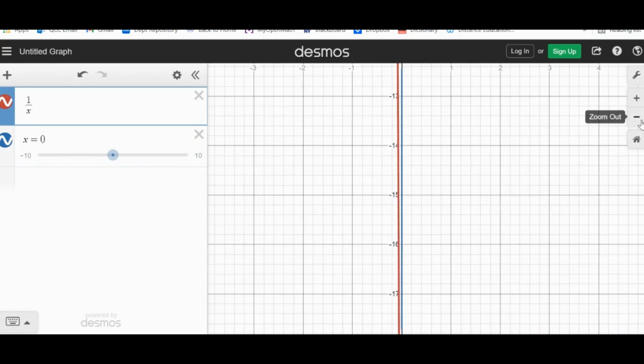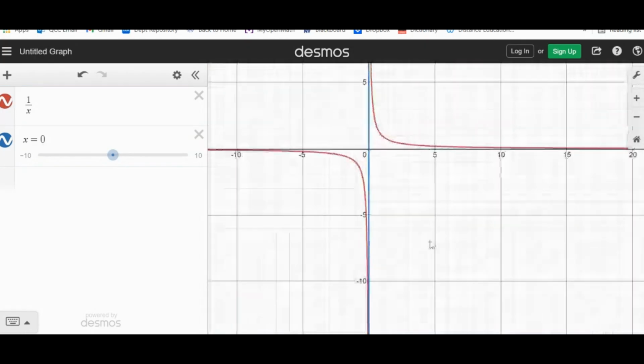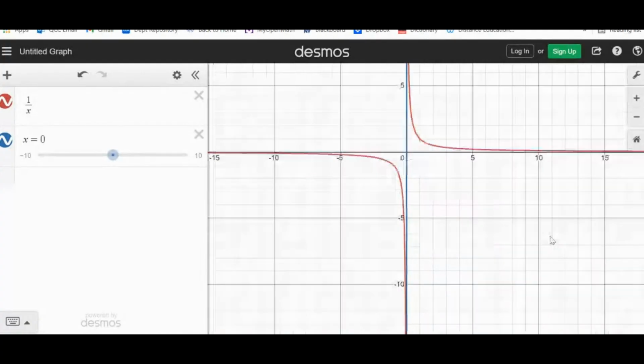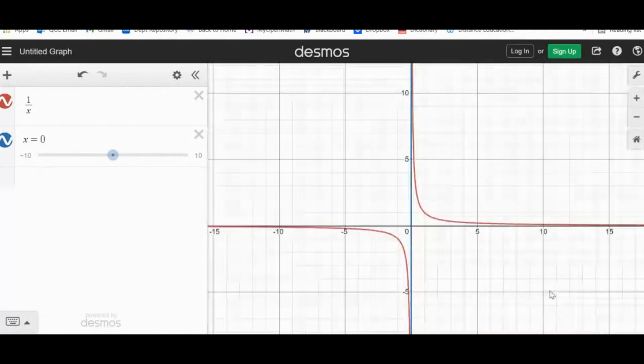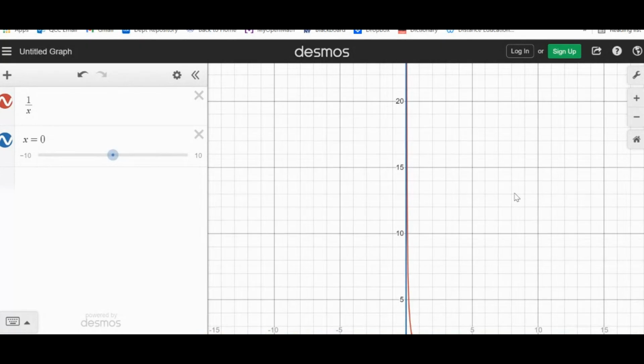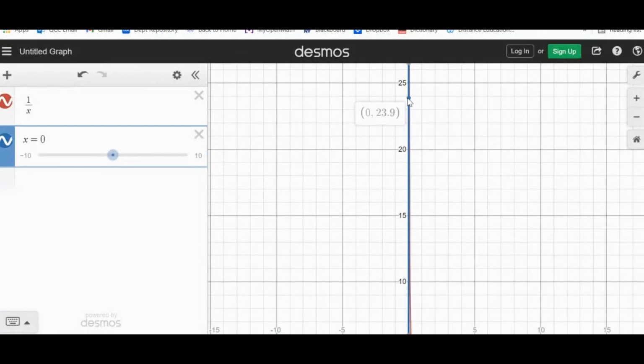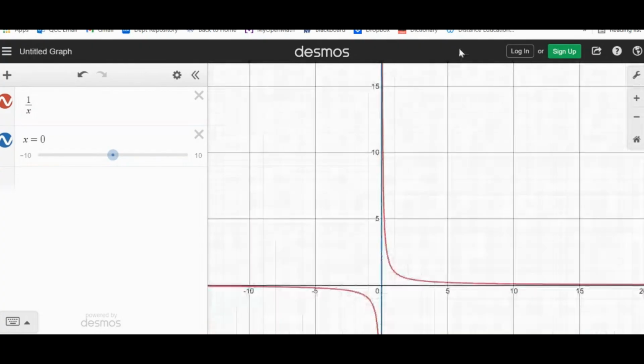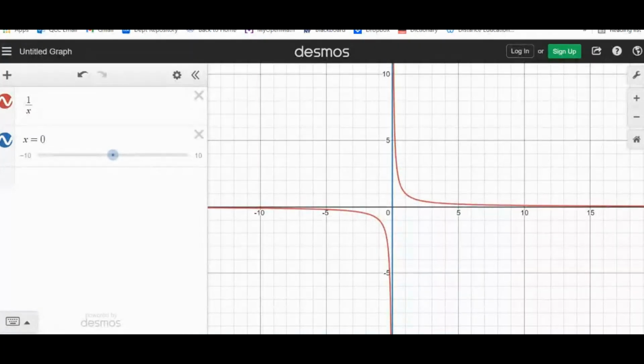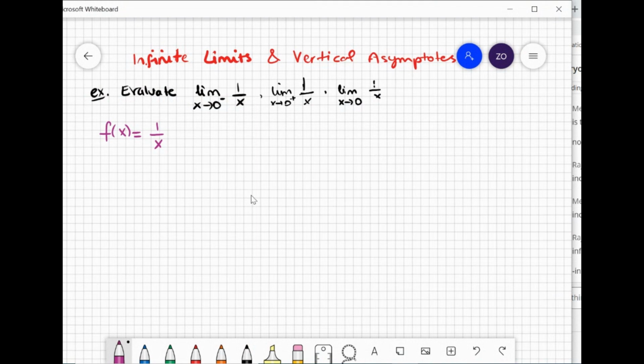The red curve, the graph of this function, gets closer and closer to the vertical asymptote, but in fact they never touch. They never intersect, although they are getting very close to each other. So this is the idea of a vertical asymptote. We were asked to evaluate 3 limits: the limit of this function as x goes to 0 from the left, as x goes to 0 from the right, and the limit of this function as x goes to 0. So what do you think?